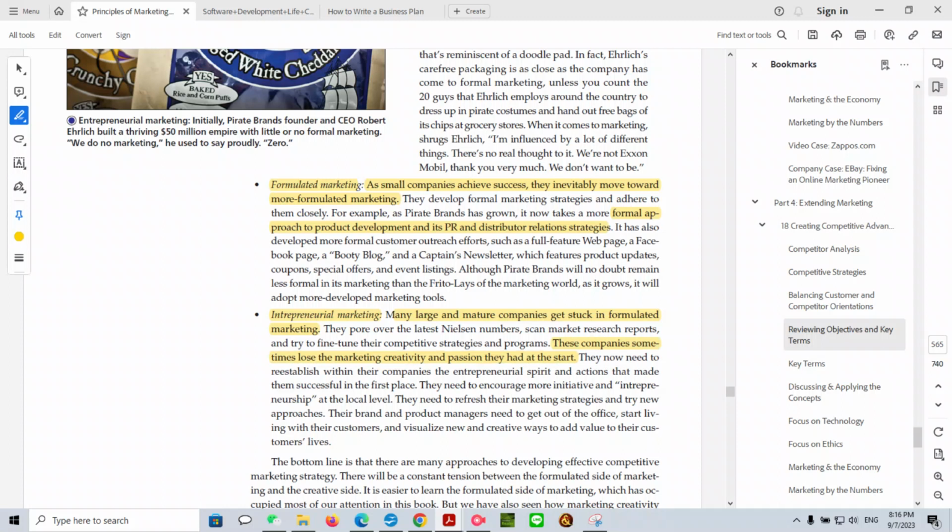You now need to reestablish the entrepreneurial spirit and actions that made the company successful in the first place. You need to encourage more initiative and entrepreneurship at the local level. They need to refresh their strategies and try new approaches. The brand and marketing managers need to get out of the office and start living with their customers and visualize new and creative ways to add value to the customers' lives. They need to be around where the customers are. They need to understand their customers.